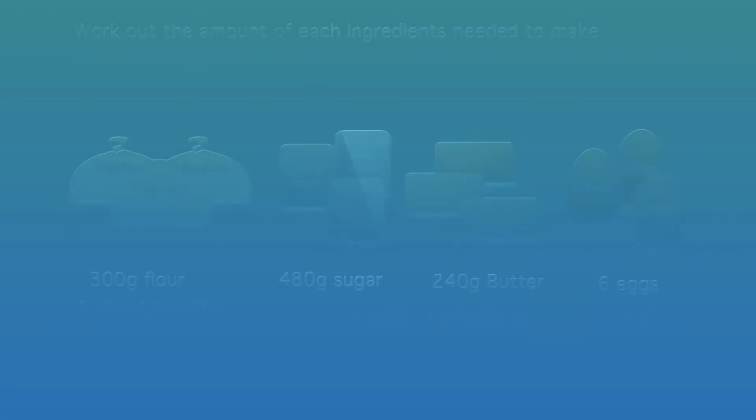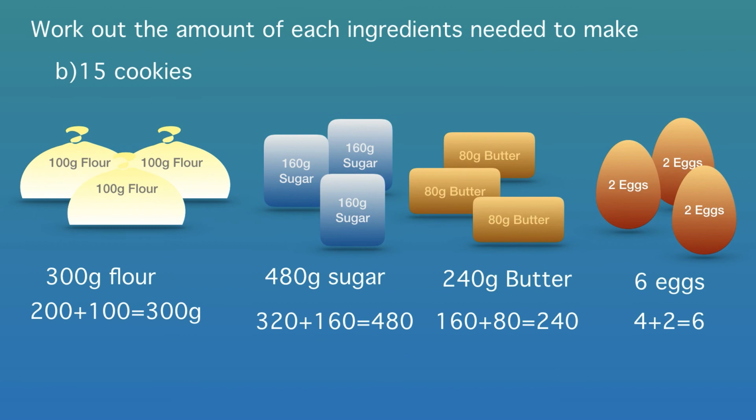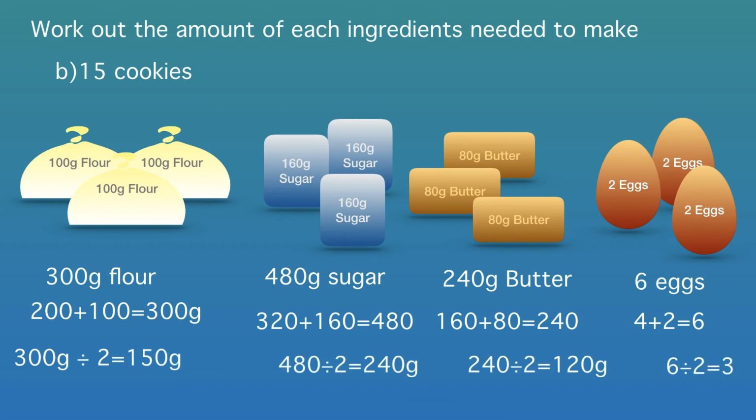However, we need the ingredients for 15 cookies. Since 15 is half of 30, we divide all the ingredients by 2, and this will give us the ingredients for 15 cookies. So divide 300 grams by 2 to give you 150 grams of flour, 480 grams by 2 to give you 240 grams of sugar, 240 divided by 2 to give 120 grams of butter, and divide 6 by 2 to give you 3 eggs. And these are the ingredients needed for 15 cookies.